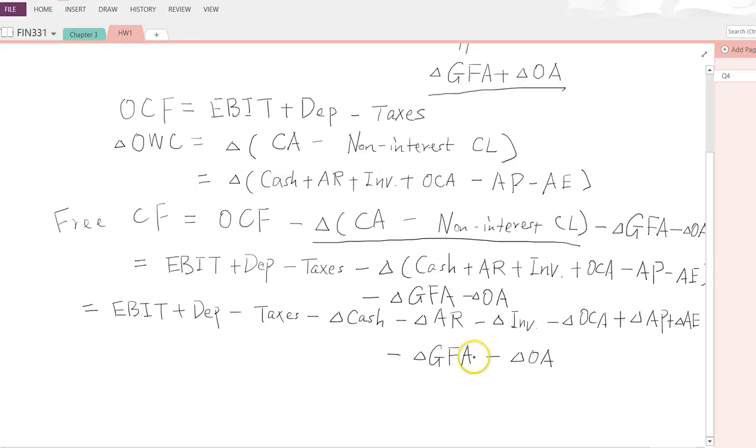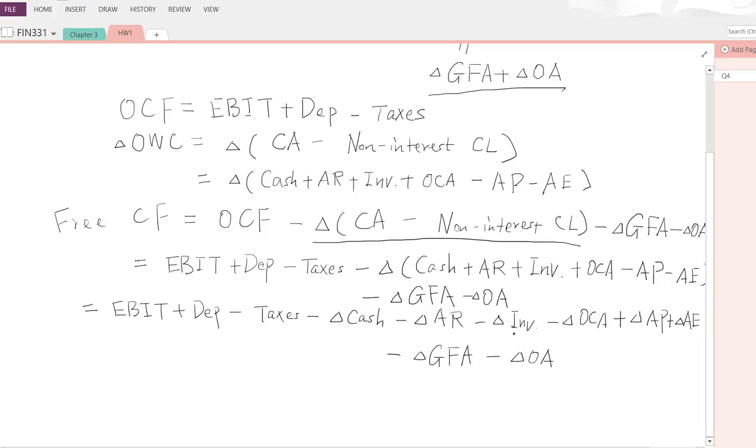We have a positive sign here, but the change in gross fixed assets: if the firm buys more fixed property, like a building, the change in gross fixed assets will be positive, but the firm spent money buying that building. So it's a negative cash flow, or cash outflow, so we have a negative sign in front of it. And the same is true for other long-term assets. We also have a negative sign there.